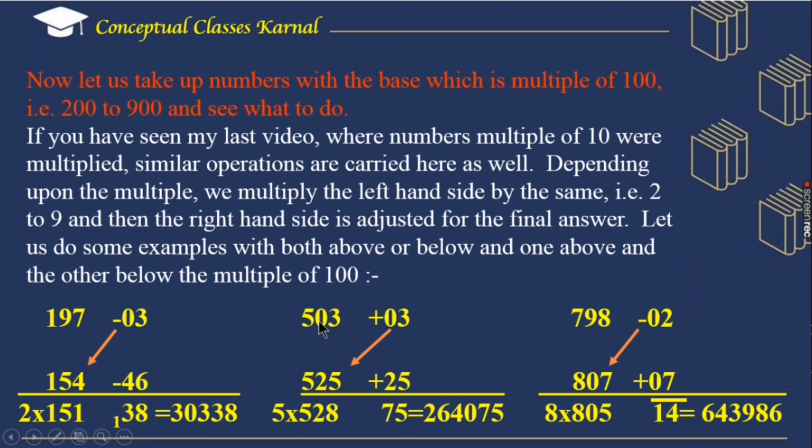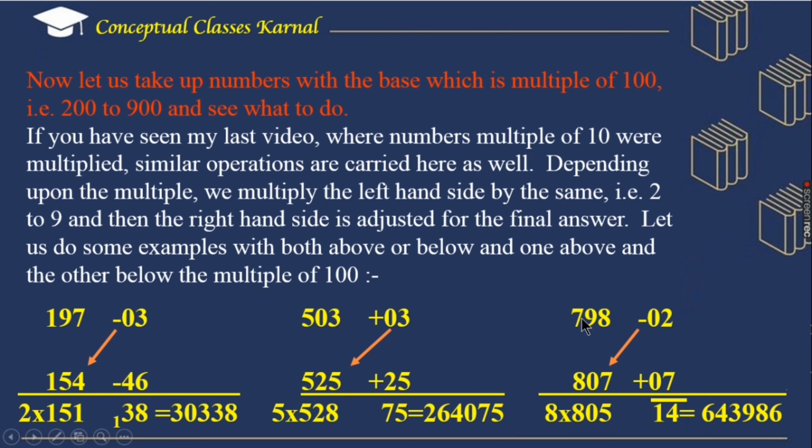Another example, 503 and 525. So plus 03 and plus 25 will give you plus 75. So 525 plus 3 is 528, multiplied by 8 will give you 2640, to which we will be adding another 2 digits on the right hand side, that is 264075.